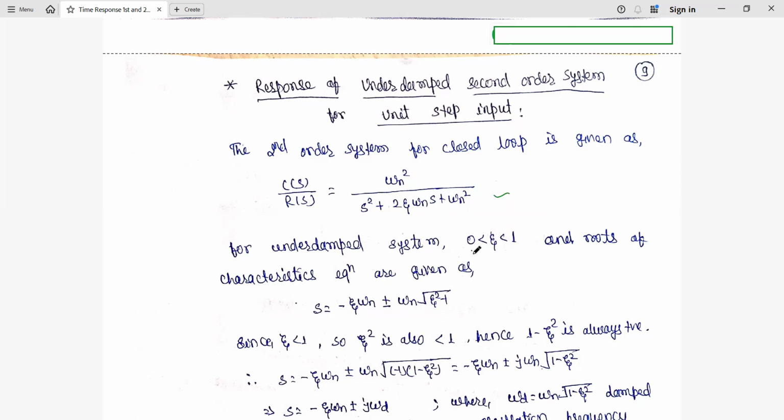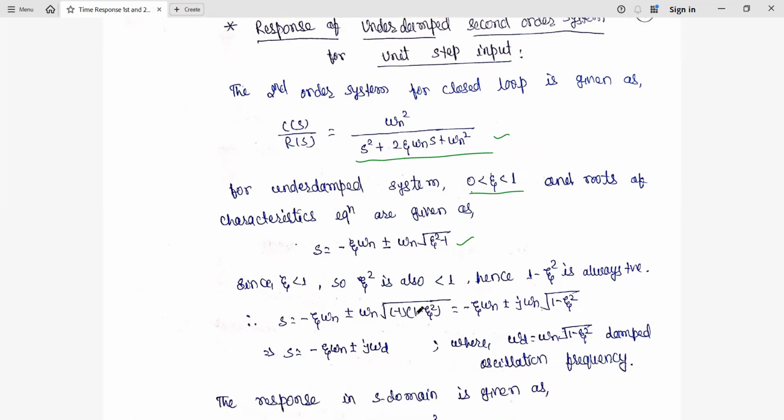And for the underdamped case, what is the value of the damping ratio? That lies between 0 and 1. So now we have to obtain the roots of this characteristic equation with the help of the quadratic formula. That is the same as the previous one, so s equals minus damping ratio omega n plus or minus omega n root of the square of the damping ratio minus 1.